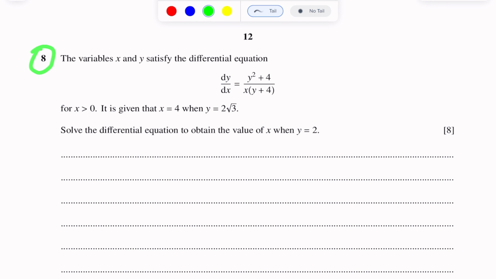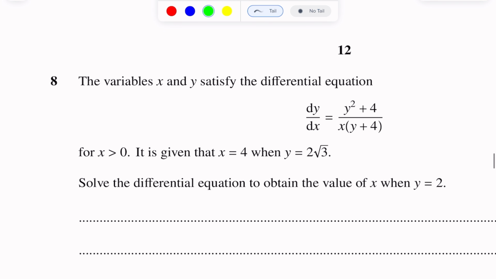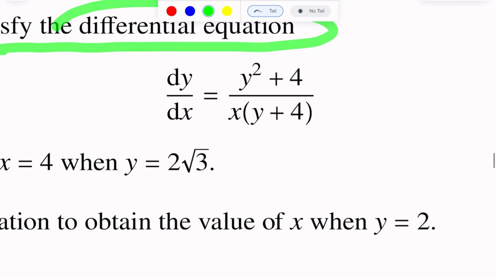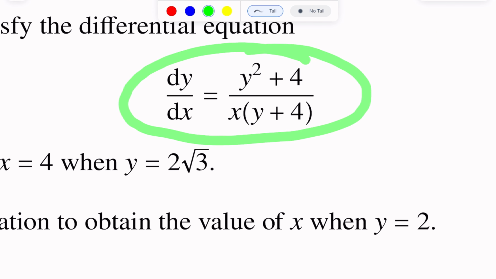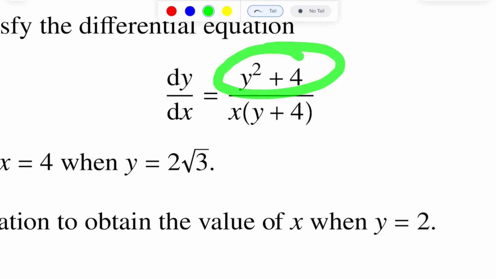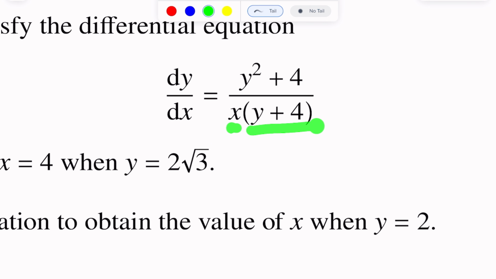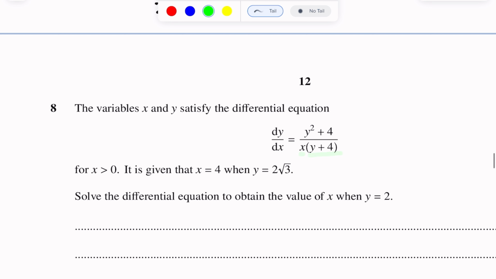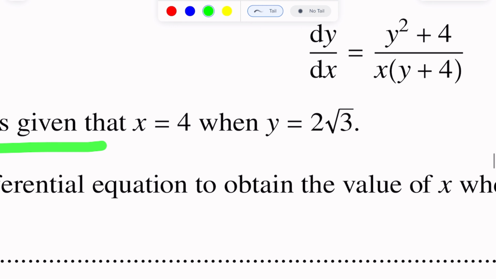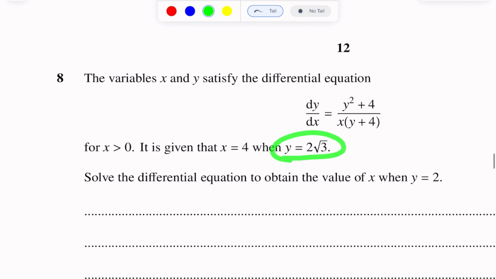Question 8. This question is of differential equation. The variables x and y satisfy the differential equation dy over dx is equal to (y square plus 4) over (x into (y plus 4)). For x greater than 0, it is given that x is equal to 4 when y is equal to 2 under root 3. Solve the differential equation to obtain the value of x when y is equal to 2.